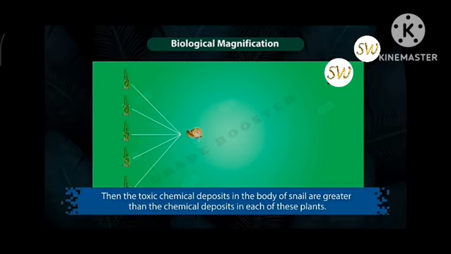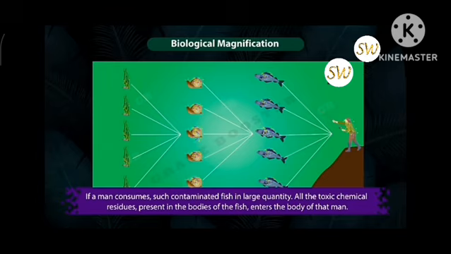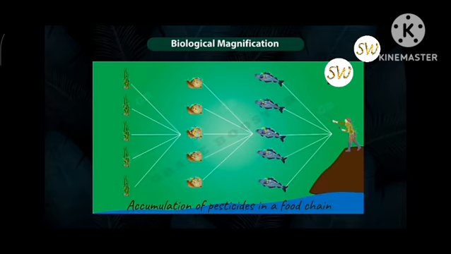If we consider the next organism in this food chain, it is man. We know man usually stays at the top of the food chain. If a man consumes such contaminated fish in large quantity, all the toxic chemical residues present in the bodies of the fish enter the body of that man. In this way, large amounts of pesticide and insecticide residues get accumulated and deposited in our bodies. Here, the amount of pesticide residue in the first level of the food chain, that is in the aquatic plant, is very low. But the amount of pesticide residues increases progressively from one trophic level to the next trophic level, and the concentration of pesticides is magnified at the final level.